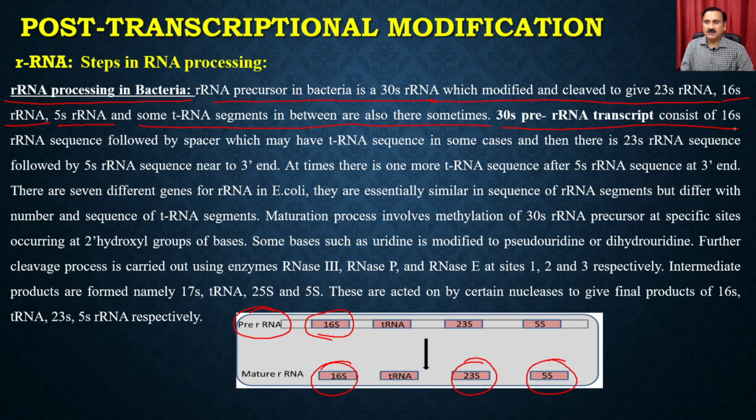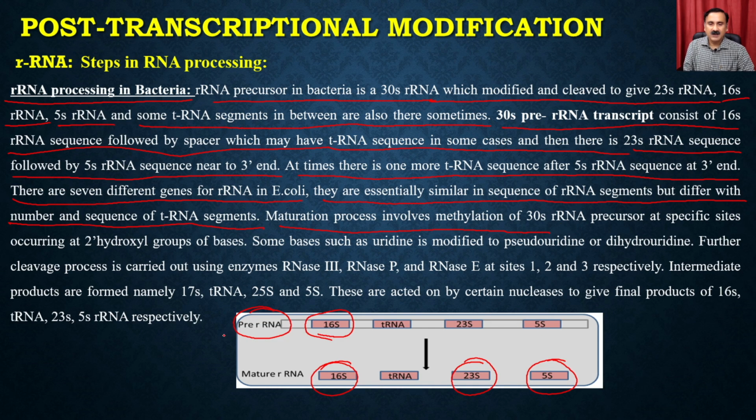The 30S pre-ribosomal transcript consists of the 16S ribosomal sequence followed by a spacer which may have a tRNA sequence in some cases, and then there is a 23S ribosomal sequence followed by the 5S ribosomal sequence near the 3' end. At times, there is one more tRNA sequence after the 5S ribosomal RNA sequence at the 3' end. There are 7 different genes for ribosomal RNA in E. coli. They are essentially similar in the sequence of the ribosomal segments but differ in the number and sequence of the tRNA segments.